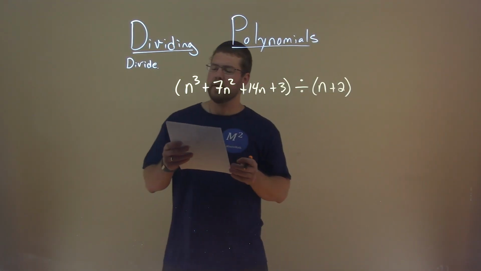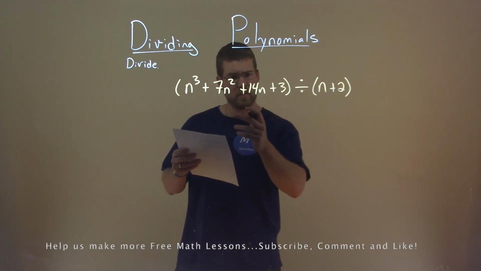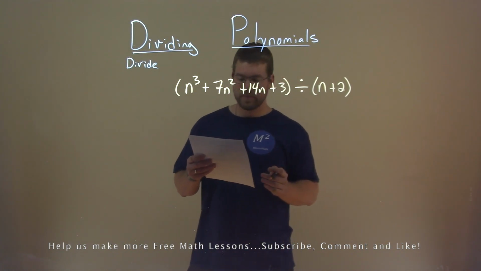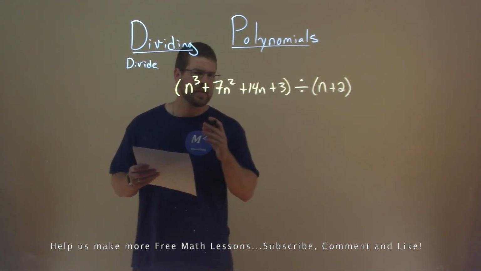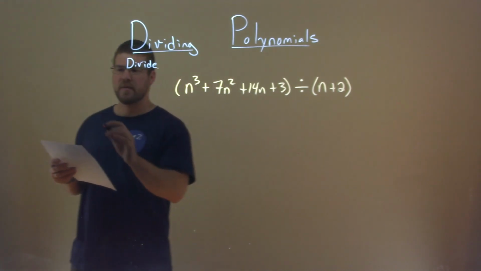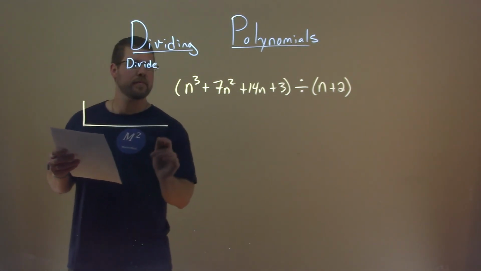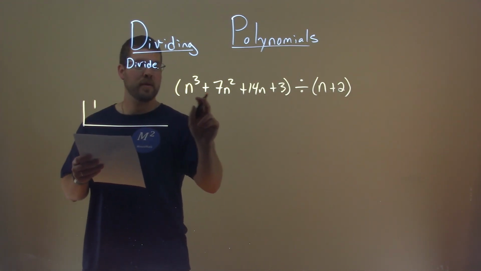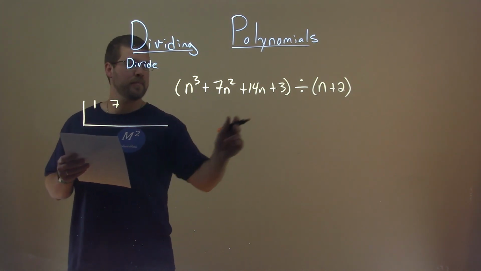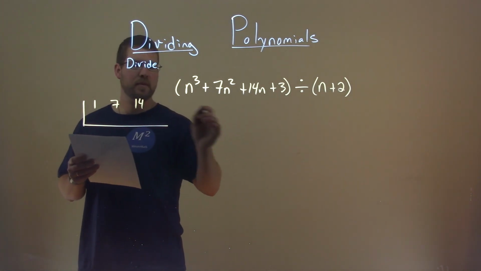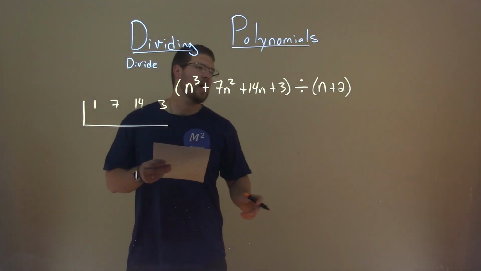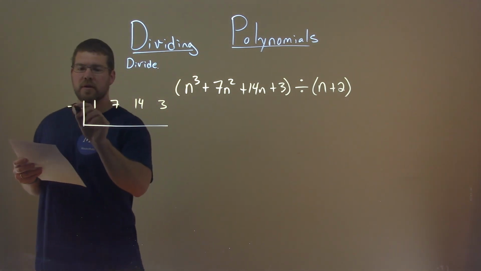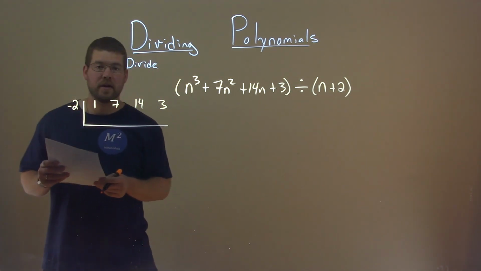We're given this problem right here, n to the third power plus 7n squared plus 14n plus 3 divided by n plus 2, and we need to divide these. Well, let's use synthetic division. Let's set that up here. We look at the coefficients of our first part. In front of the n to the third is a 1. Then we have 7 in front of the n squared, 14 here in front of the n, and last thing is a 3. Now we have n plus 2. Opposite of that plus 2 is a minus 2. Put a minus 2 out here. Now we're set up to divide synthetically.